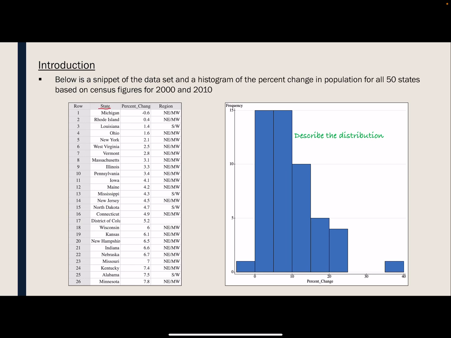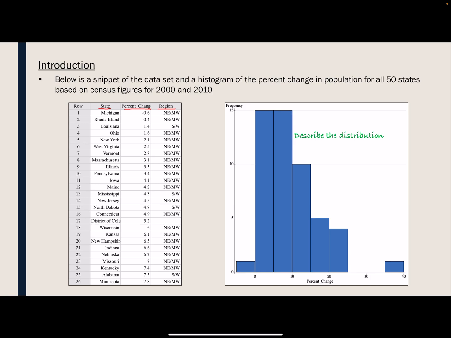We have state, which is a categorical variable, but in this case it's an identifier variable too. There's only one state in each category, so it's not really much to look at. Then we have percent change in the population, and this would be a quantitative variable. And then this table has split up the United States into two regions, a Northeast Midwest region and a Southwest region. And so this has created a categorical variable.